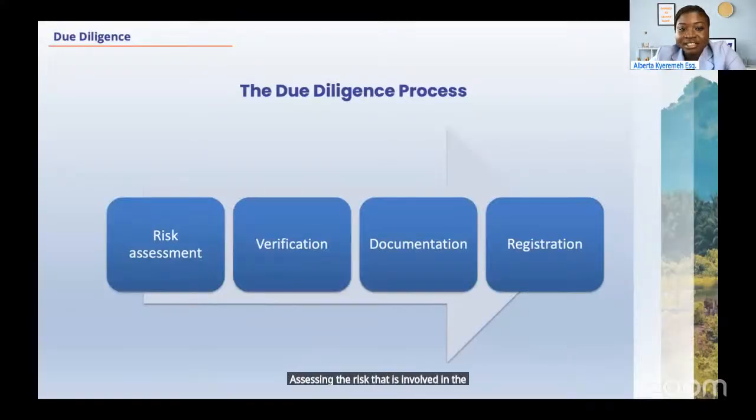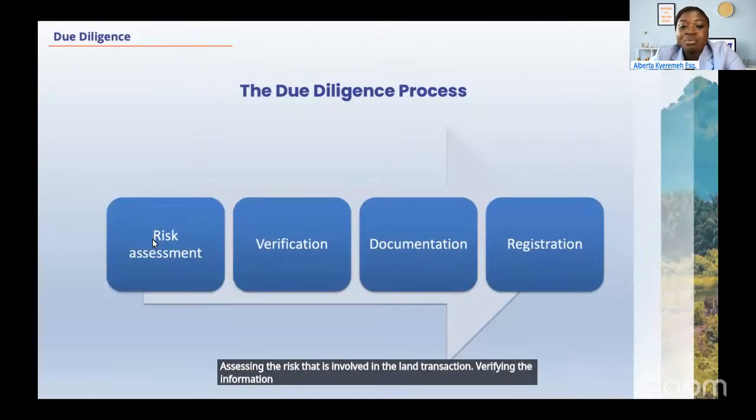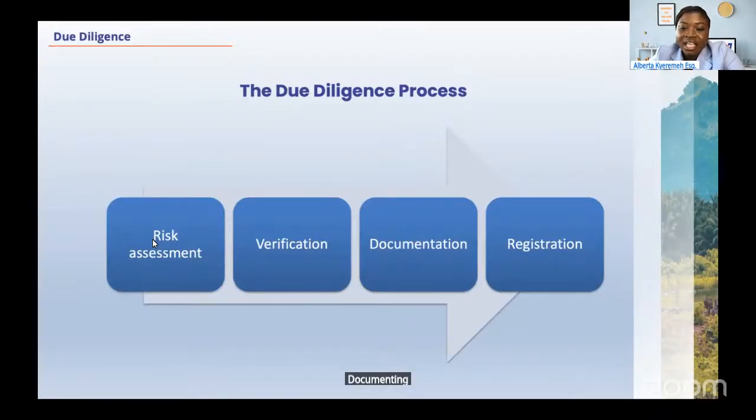In the land transaction, verifying the information and details that have been provided to you, documenting your land transaction, and lastly, registering your interest.